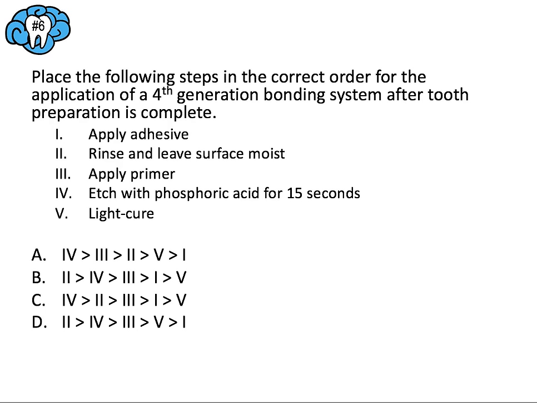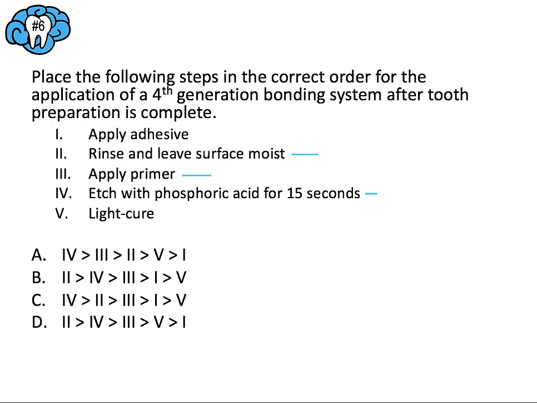After tooth preparation is complete, we etch the enamel and the dentin for 15 seconds. So that's going to be our first step. We can't just leave the etch there. We need to rinse that off. So we have to rinse that etch off somehow. But remember, we like to leave that surface moist to prevent collagen fibrils from collapsing so that they can receive the primer. So the primer is going to be our next step.